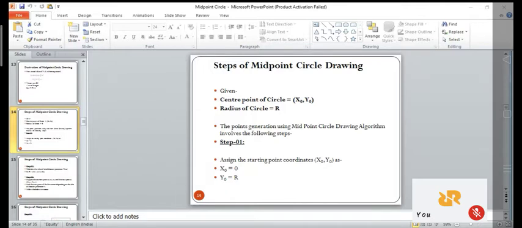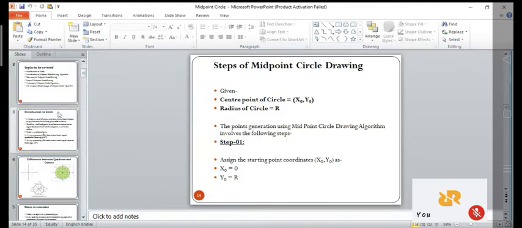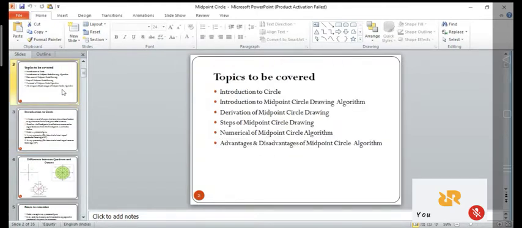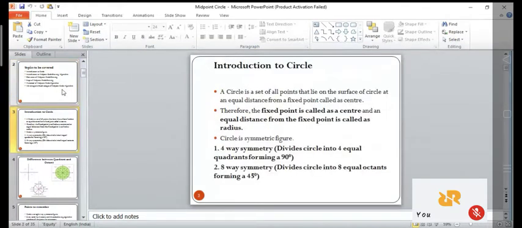In the last lecture, we have studied the introduction to circle, and we have covered what exactly a circle is. Based on 2 points, that is the center and the radius, you find out the points of a circle so that you can display it on the screen.